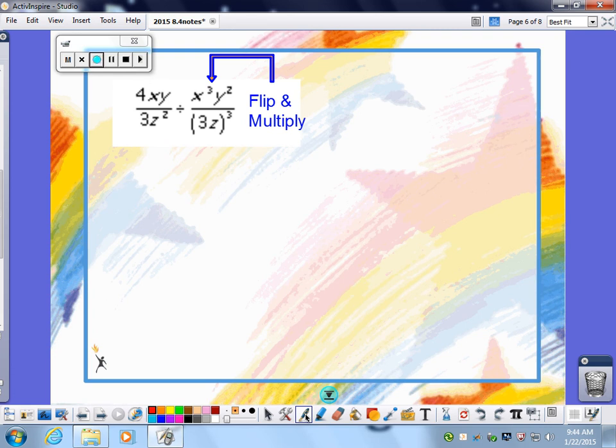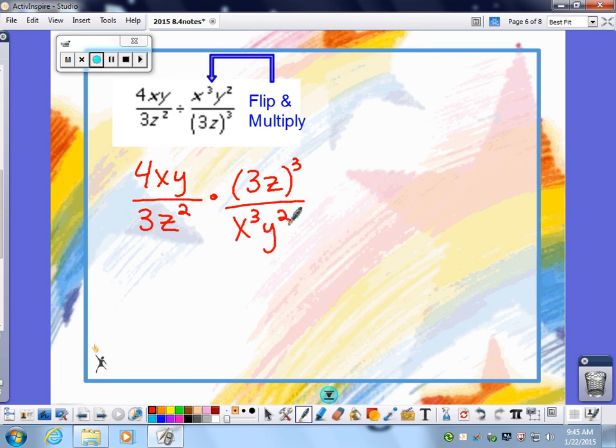Alright, you're only flipping the second fraction. The first fraction stays like it is. So let's rewrite. So 4xy over 3z squared times 3z to the third over x to the third y squared. Alright, these are all monomials.